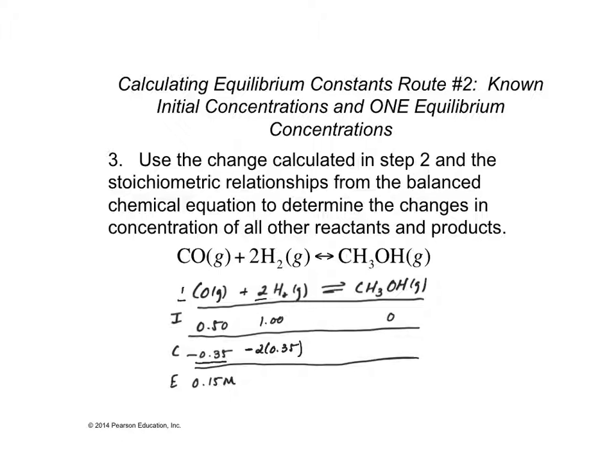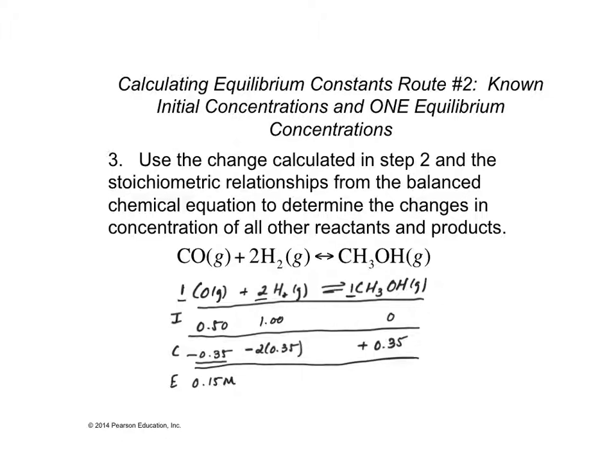And then for our product, we're not going to be losing stuff, we're going to be gaining, so we're going to represent that as a plus. And again, it's only a 1-to-1 relationship, so for every one of these we lose, we only make one of these, so it is going to gain the equivalent 0.35 molar amount, okay? So now we've used this first change to define the changes for the other 2.